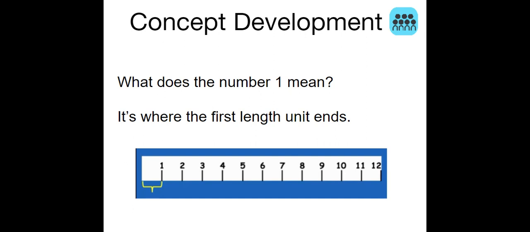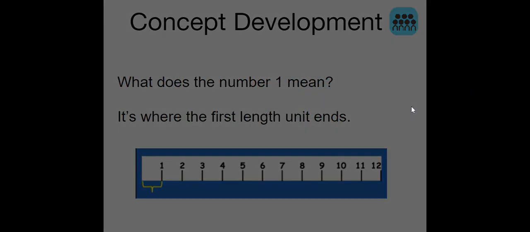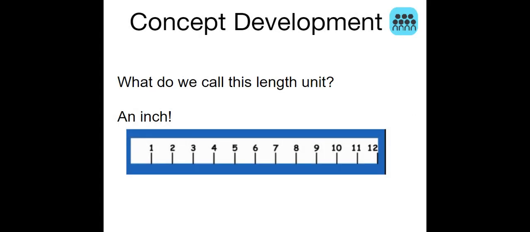What does the number 1 mean? The number 1 means where the first square or the first space is. That's the end of that length unit right here, is 1. All right, what do we call the length unit? Well, each one of them is a square inch tile, so it's an inch.